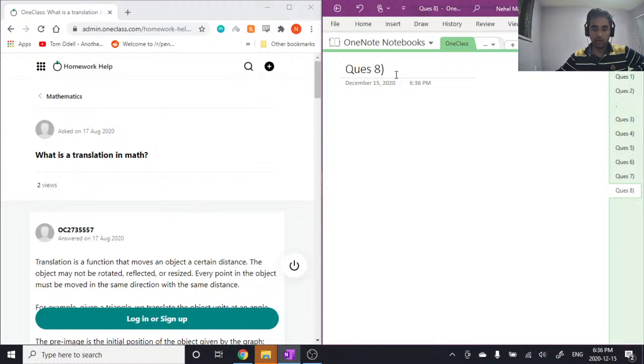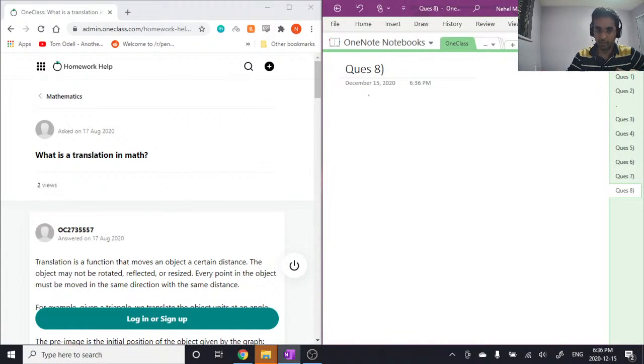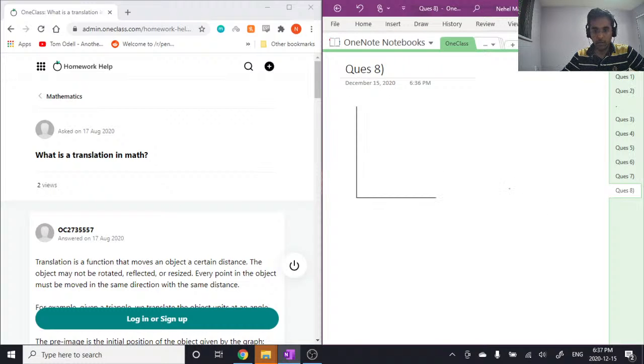Question number 8. What is translation in math? Some of you might be aware, you can think of translation as translating from one language to the other, but math also has translation. So in math, translation means when you reposition or move a function by a certain distance. What I mean by that is, let's say we're given a simple function on our coordinate axis. Our function is y equals x.